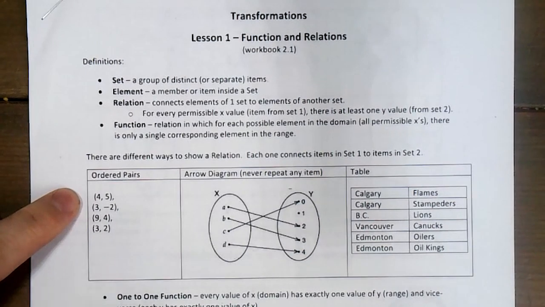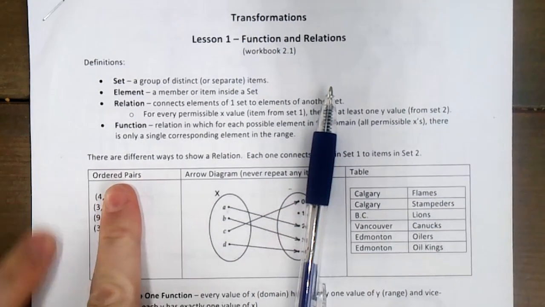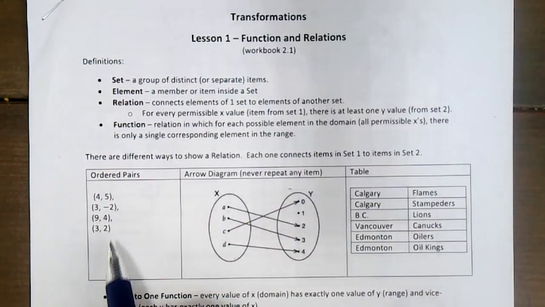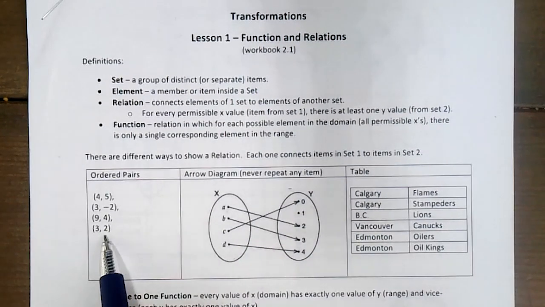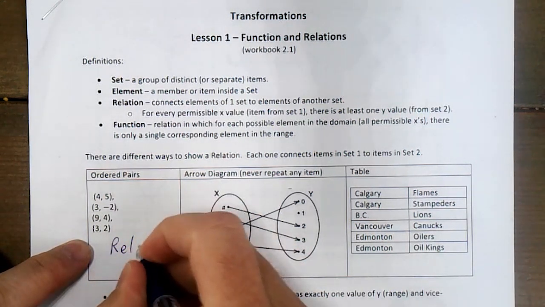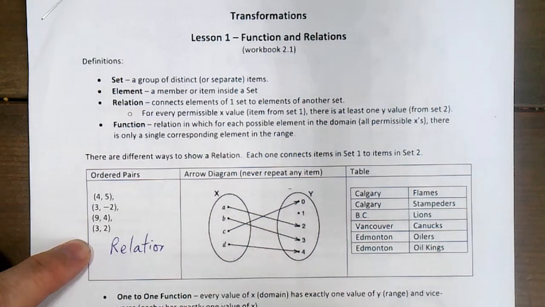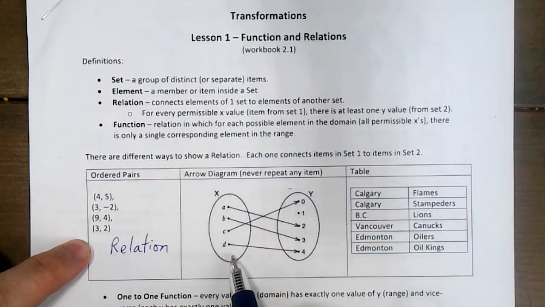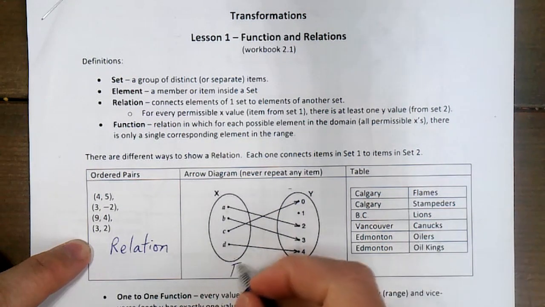If we look at this one, if I cover up the set 2, I can see right away there's 2 3s. So I'm going to ask myself, is 3 cheating? Is 3 connected to 2 different elements? We can see it's connected to -2 and +2. This is just a relation. All of these are relations. This one, everybody has one partner. It is a function.